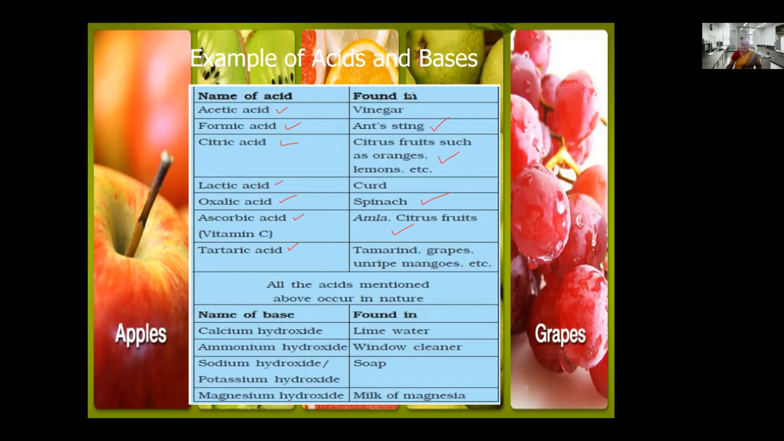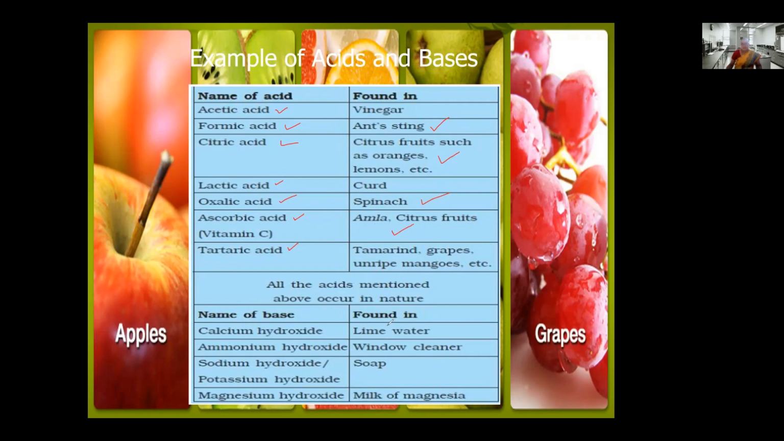So in which food items are they found? These are all the items listed here. Acetic acid, vinegar; formic acid, ant sting; citric acid, citrus fruits; lactic acid, curd; oxalic acid, spinach; ascorbic acid, amla; tartaric acid, tamarind. Okay. So now the next one.